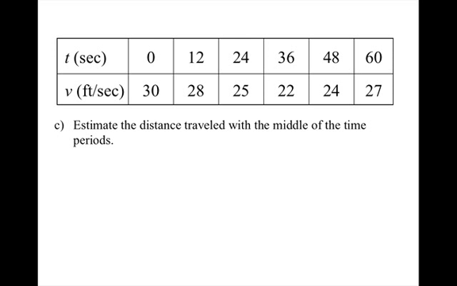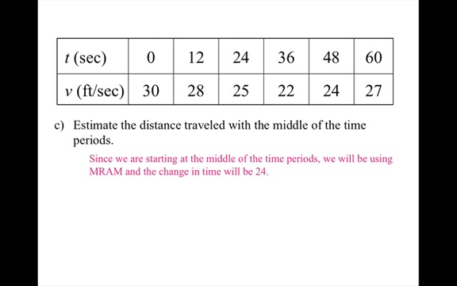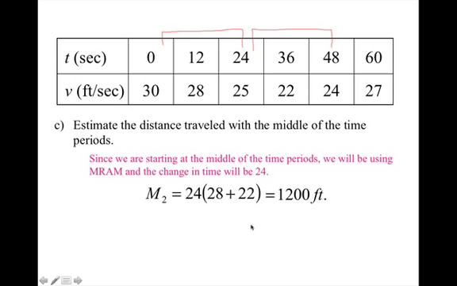All right, now we're going to go ahead and do part C, which is the middle of the time periods. So this means that we are going to be starting at the middle of the time periods, and we'll be using the midpoint rectangular approximation, and the change in time will be 24. What I mean by the 24 is that if I was to look at my time intervals here and draw a rectangle, in order to get a middle point, I'm going to go from 0 to 24, so that 12 is my middle, and then I'm going to go from 24 to 48, so that 36 is in my middle. Notice I can't use the 60 because I don't have anything else over here. So that means that I'm only going to use 2 rectangles for this case, and the width of each rectangle is 24 times 28 plus 22, because those are the heights at the midpoints of each rectangle. And I will get approximately 1,200 feet.